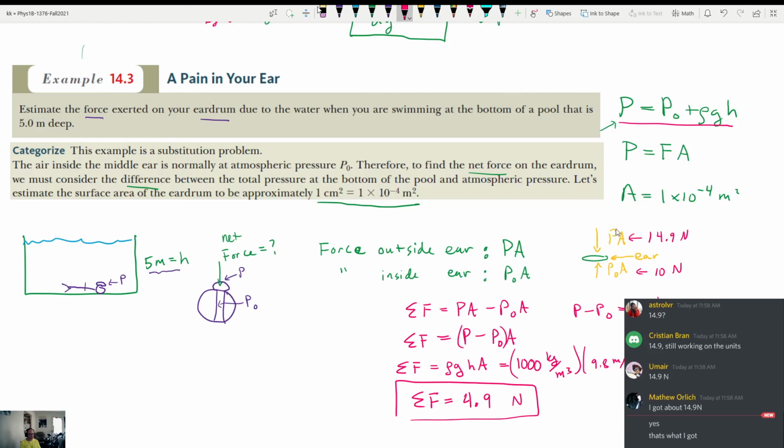You found the pressure, and then you just... Oh my god, what did I write down here? This isn't the right equation. It's force equals pressure times area. Sorry about that. My bad. So sorry to mislead you. I had that written wrong right there. Okay, so 4.9. Do you all agree with this answer?